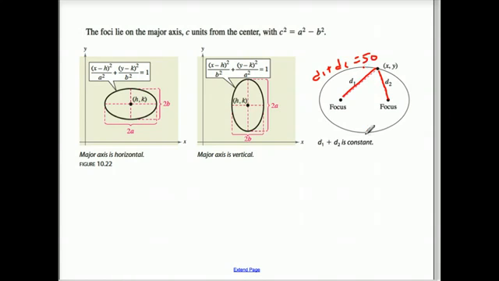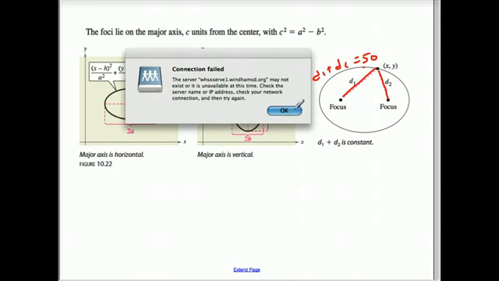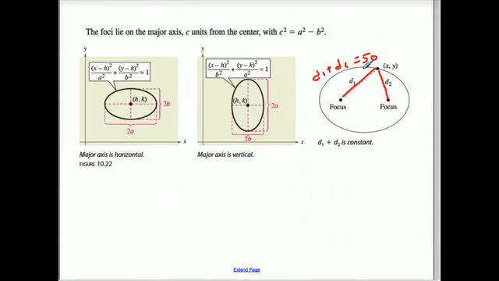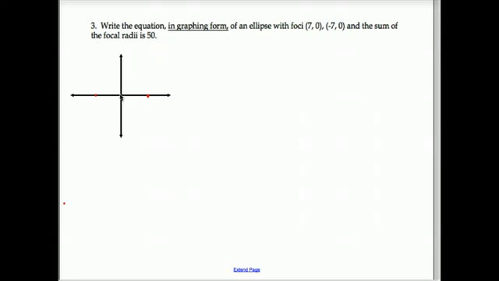Really, it's going to be on the minor axis, and that's going to allow us to use what we know about b and c here. So since these foci are equidistant from the origin, the origin is the center. All right, so that tells us that this c equals 7.